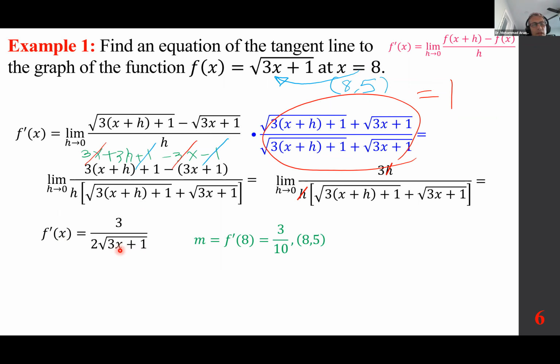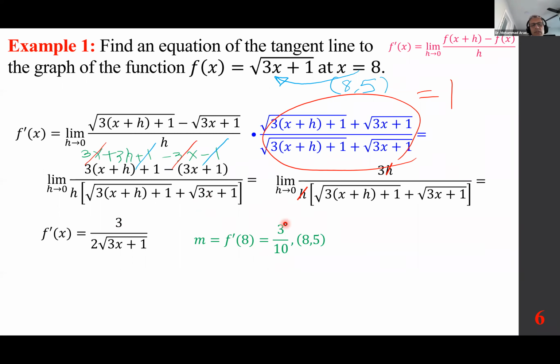Why is that? Okay, let's plug in. If you plug in 8, 3 times 8, 24 plus 1, 25. We said this is 5, right? 2 times 5 is 10, 3 over 10. So f prime of 8 is 3 over 10. I'm assuming everybody can do this. Plug in, you get 3 over 10.